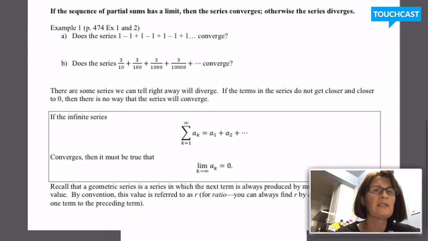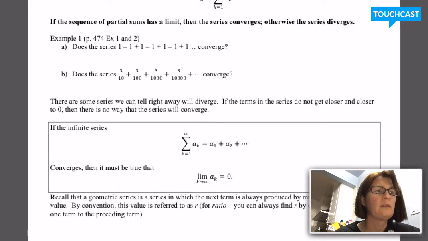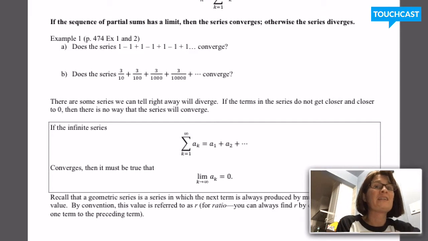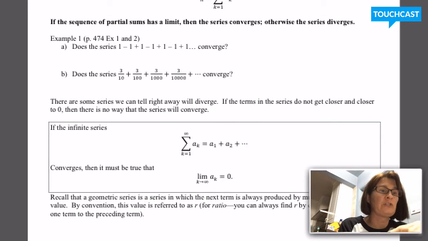So this is the first example. This series, 1 minus 1 plus 1 minus 1 plus 1, ... Does it converge? We said a series converges if the sequence of partial sums has a limit. So I'm going to make another sequence out of the first term, comma, the first two terms added together, comma, the first three terms added together, and we're going to see if there's a limit.